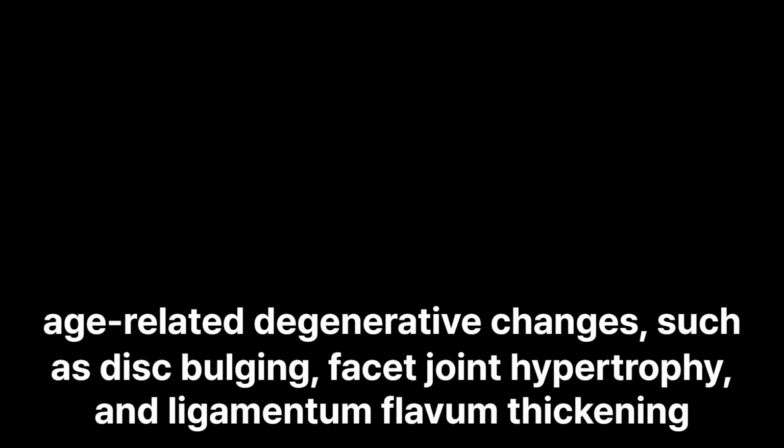Spinal stenosis is another common condition affecting the lumbar spine, characterized by the narrowing of the spinal canal or neural foramina, leading to compression of the spinal cord or nerve roots. This condition is often associated with age-related degenerative changes such as disc bulging, facet joint hypertrophy, and ligamentum flavum thickening.